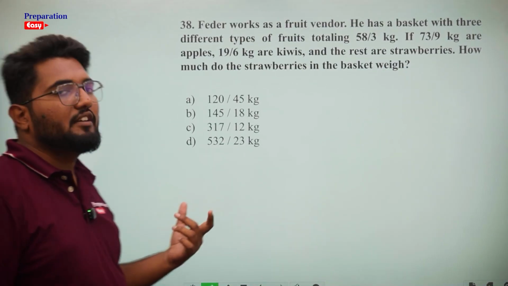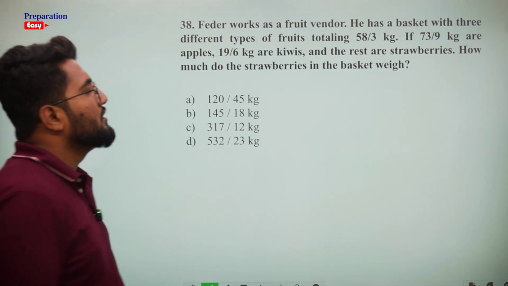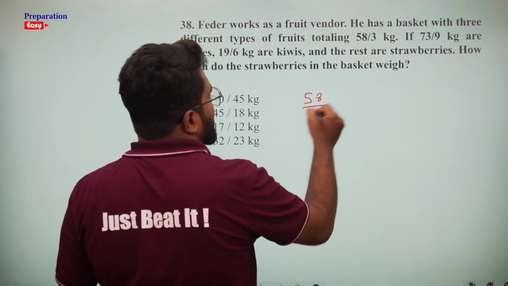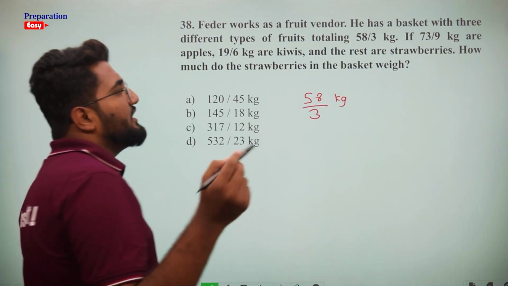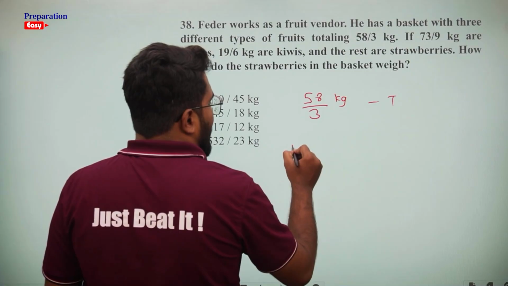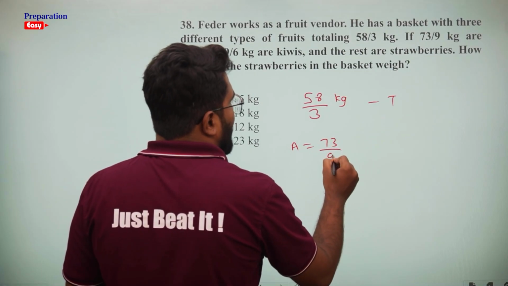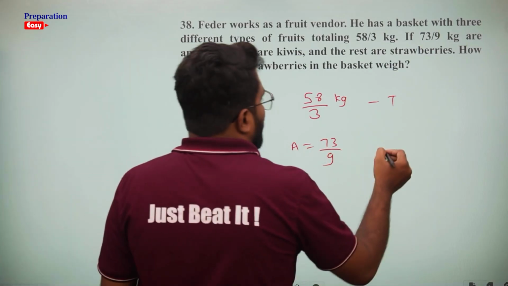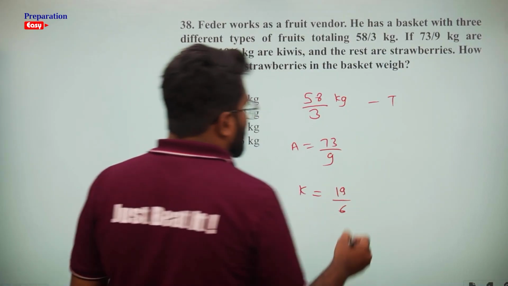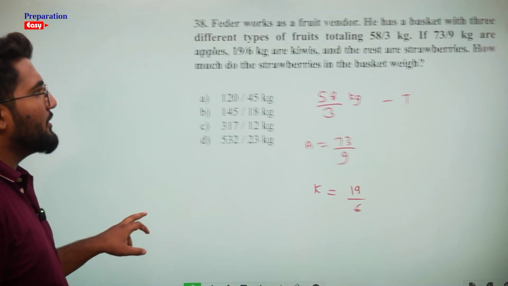Feeder works as a fruit vendor. He has a basket with 3 different types of fruits. The total is 58 by 3 kg. If 73 by 9 kg are apples, apples equals 73 upon 9, kiwis equals 19 upon 6, and the rest are strawberries. How much strawberries? We have to find the number of strawberries.